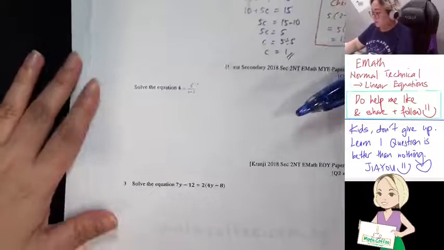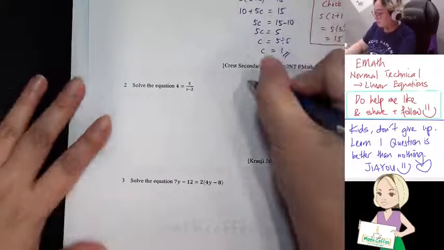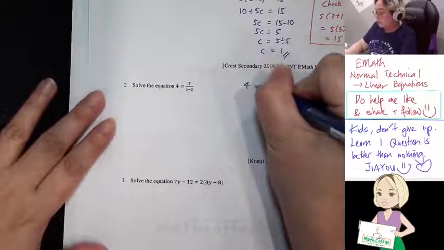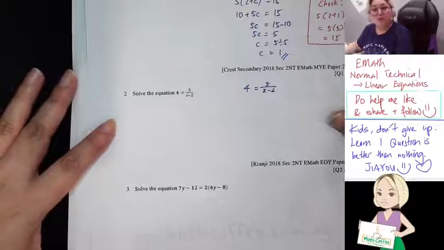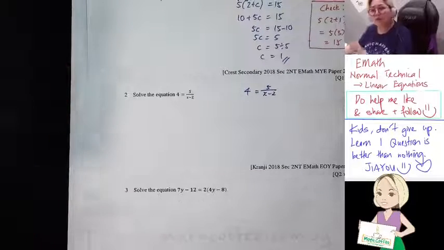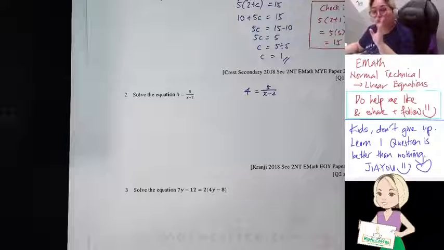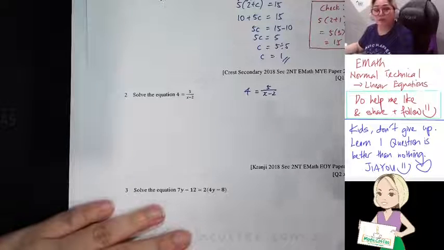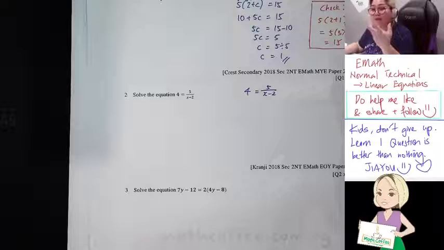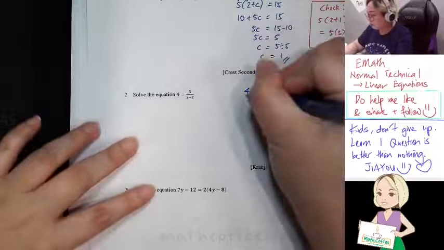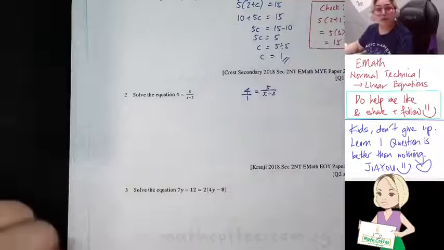Okay, this one. So I say increase difficulty. 4 equals to 5 over x minus 2. So many students ask, how to do this question? Okay, the trick is you put a single fraction on both sides. My right hand side is already 5 over x minus 2. It's only a single fraction already. My left hand side is 4. It's not a fraction yet, but I can make it a fraction. How? Just put 4 over 1.